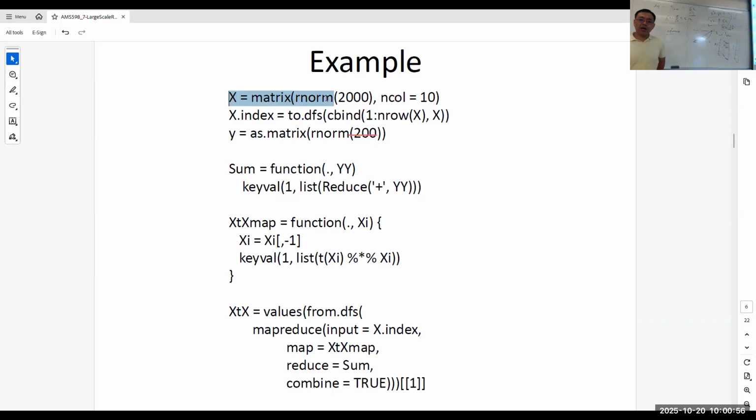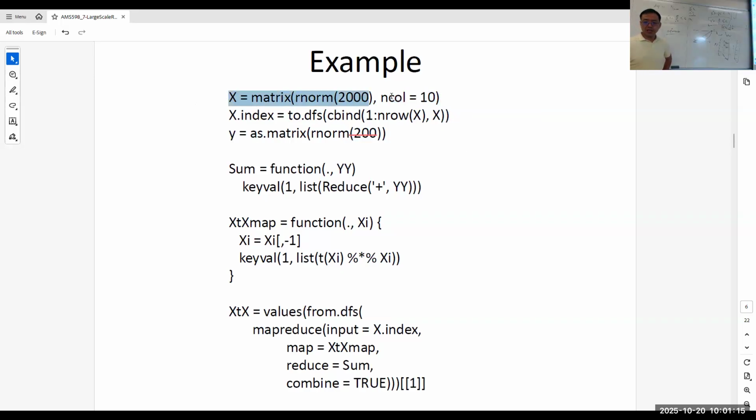We're generating an X matrix. This X is 2000 by 1. This is R code, by the way, but it's also like pseudocode. Even if you don't know R, you can still understand it. Just treat it as some kind of pseudocode.